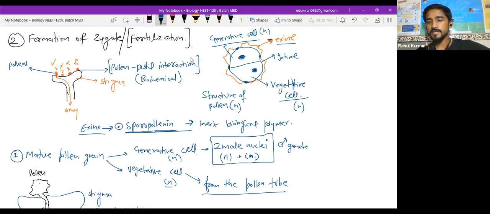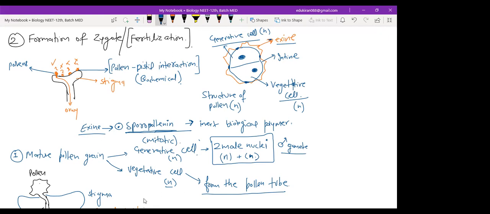After the pollen-pistil interaction is done, the pollen tube is formed by the vegetative cell. Just before that, the generative cell divides mitotically into two male nuclei. So remember, there is only one nucleus here and one nucleus here. But just moments before it starts forming a tube, the generative cell divides by mitotic division. No meiosis, only mitosis. So they mitotically divide to form two male nuclei, which are called male gametes. Is it clear? Both of you?